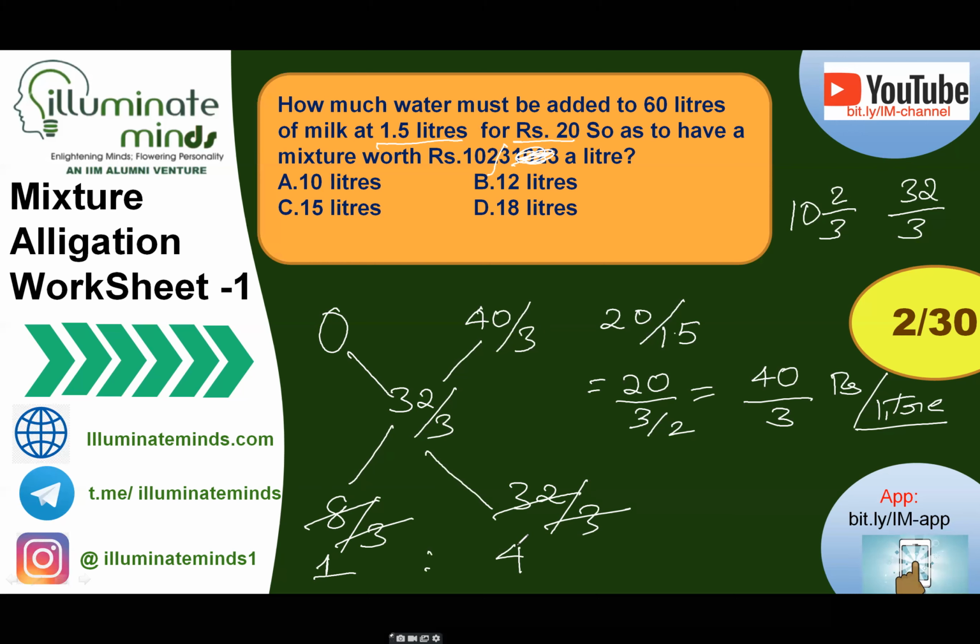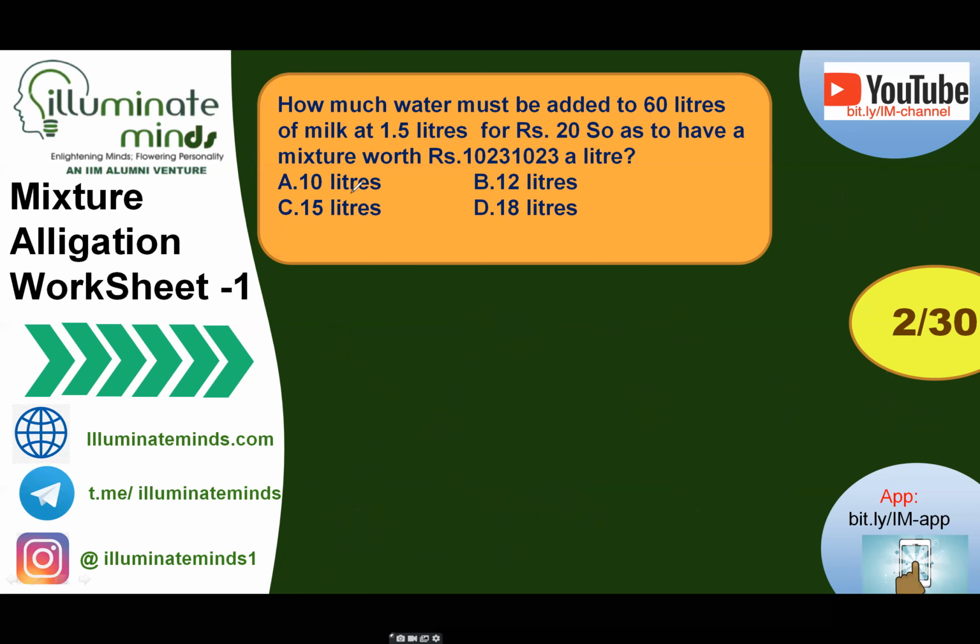1:4. Now, how much water must be added to 60 liters of milk? So 1:4, correct. This is for milk and this is for water. So 60 liters of milk. How much water will be there? 1/4, that is 15 liters of water needs to be added to this. I hope it's okay, guys. Right? So let's move to the next question.